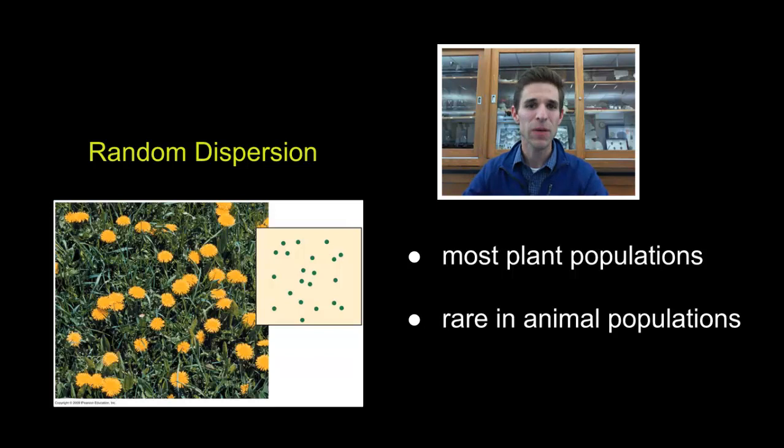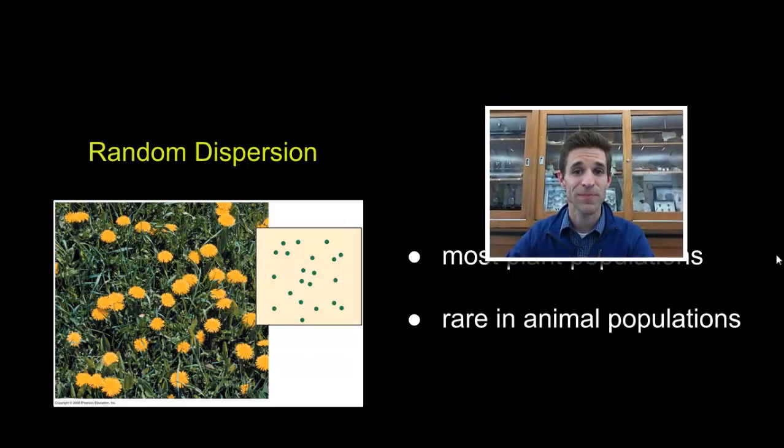They're usually keeping an eye on each other. They're usually territorial, usually competing to some extent for food or shelter or space. But plants tend to simply cast their seeds out, and wherever the seeds fall, that's where the new members of the population will germinate and grow and live. And so this is a very characteristic dispersion of plants.